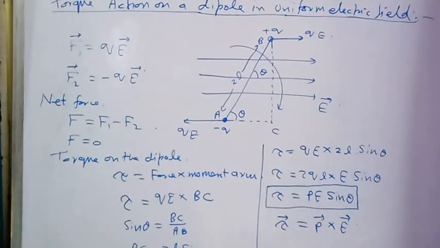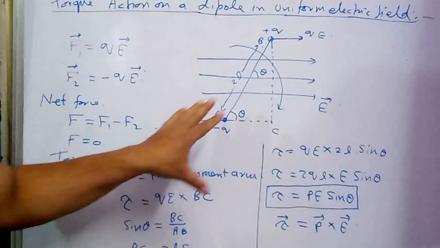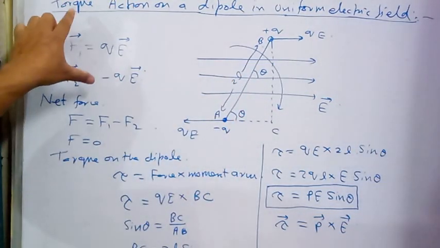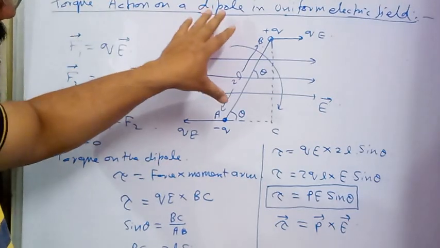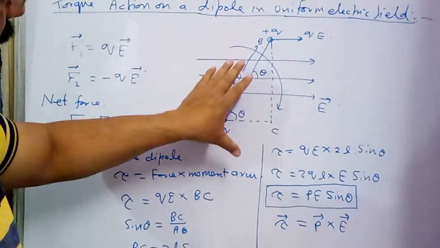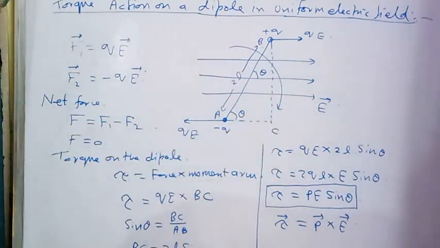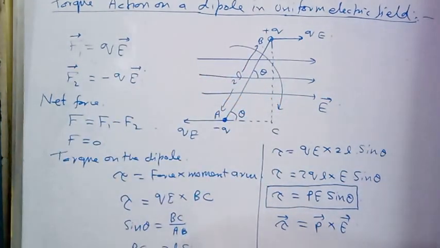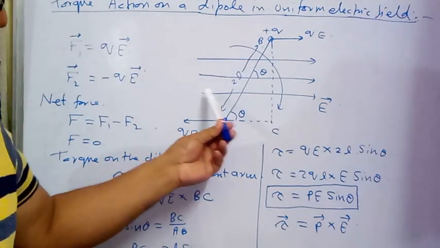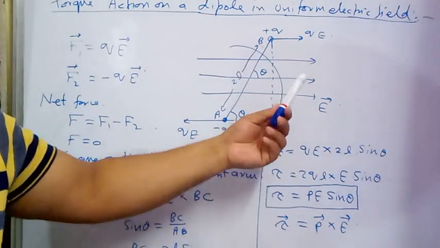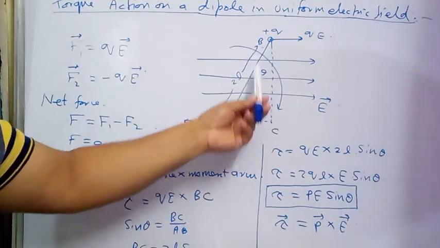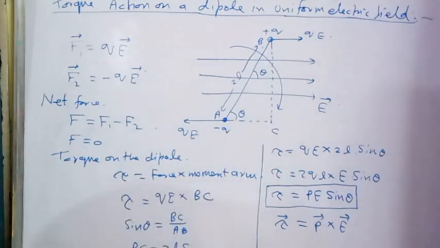So students, in this part of the video, now we are going to find the expression for the torque acting on a dipole if the dipole is placed in a uniform electric field making an angle theta with the direction of the electric field. In this figure you can see the electric field is in the direction left to right. This electric field is uniform as represented by the parallel electric lines of force.